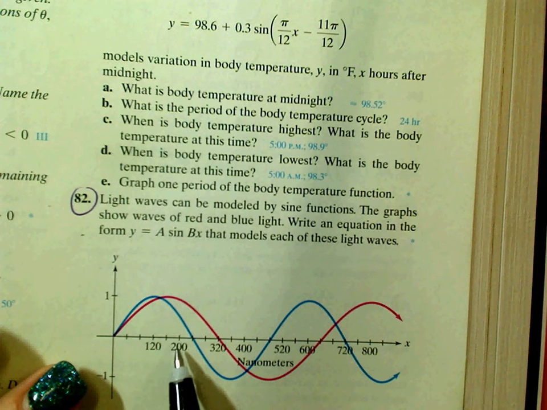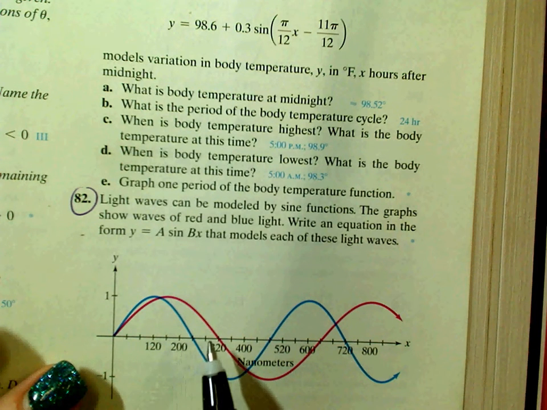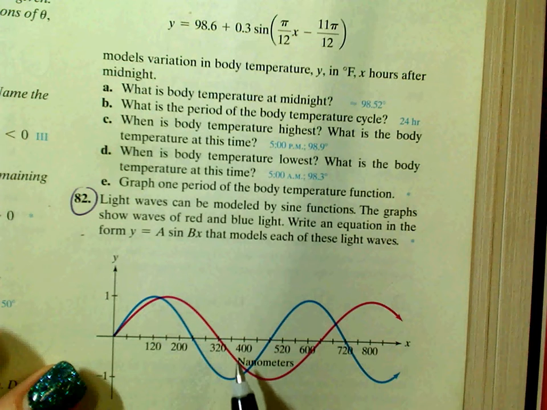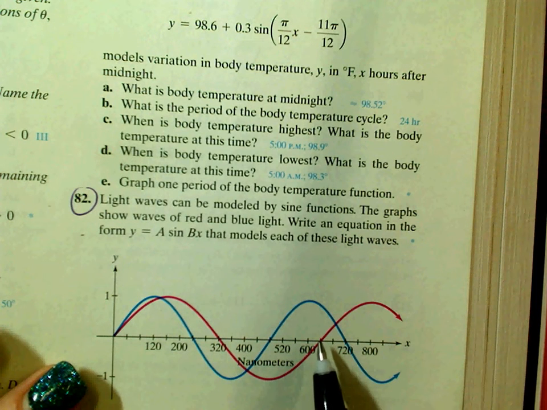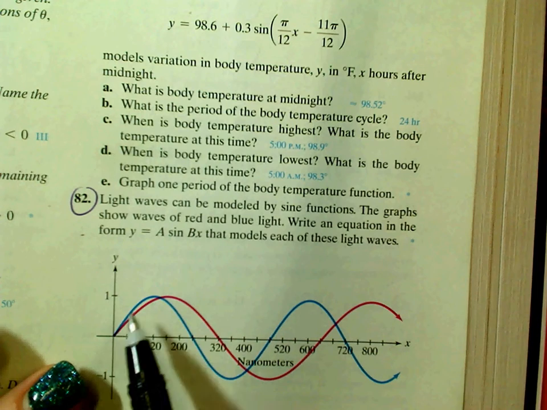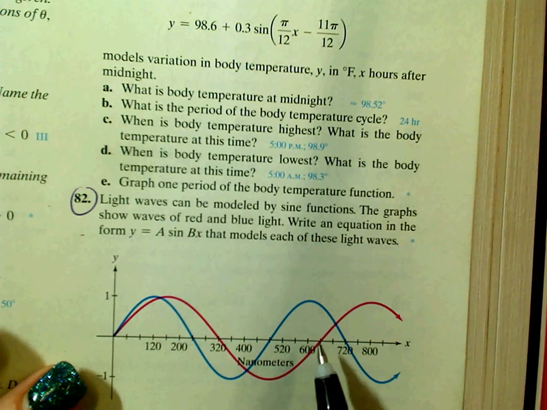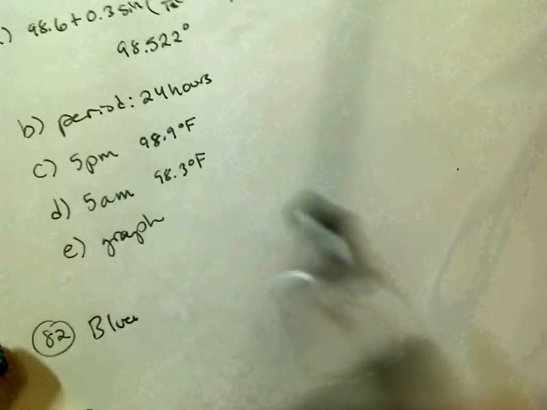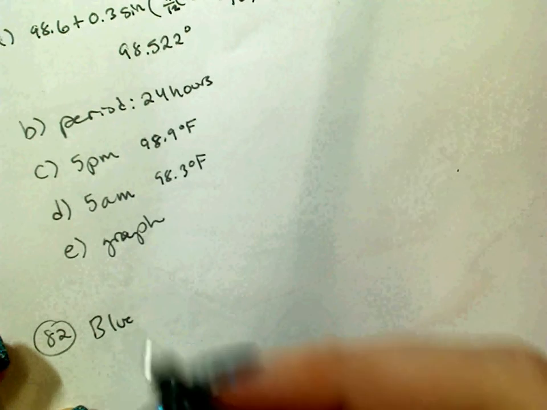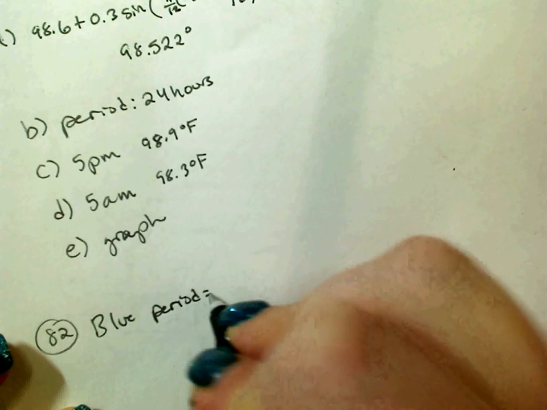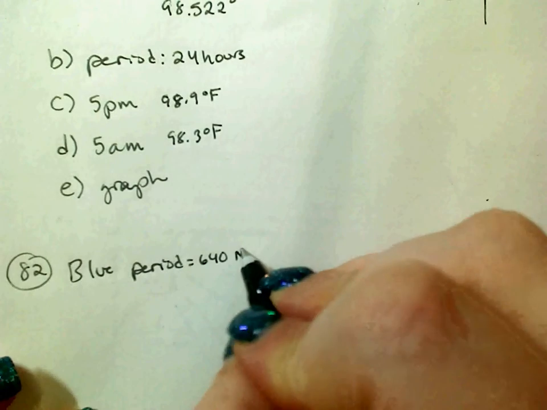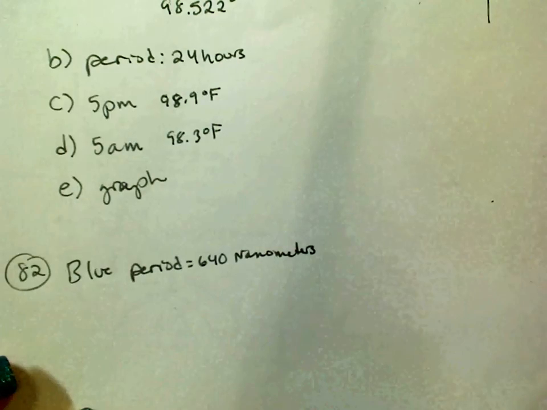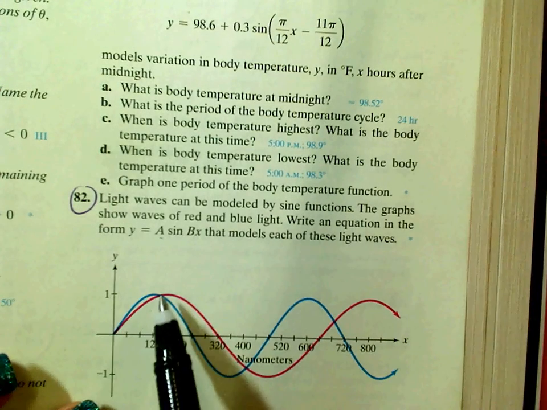Okay, so if I'm trying to find the red wave, it would be 640 for one period, right? So sine wave with a period of 640. So blue. Period equals 640 nanometers. As far as height goes, it looks like it only goes up to 1 and down to 1.